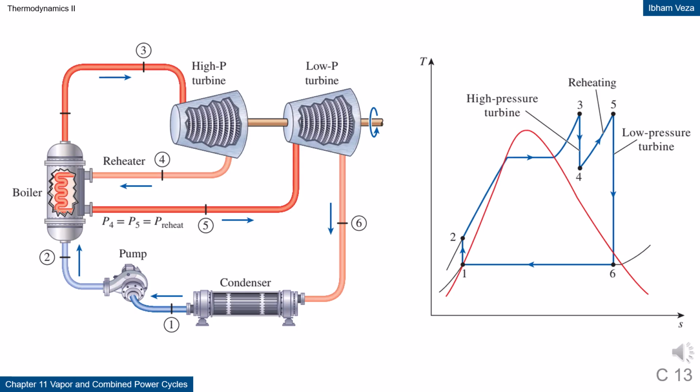Reheat Rankine cycle diagram. The diagram shows steam expansion in two stages, through a high-pressure and a low-pressure turbine. Between these stages, the steam is reheated in the boiler. This strategy increases the average temperature of heat addition and improves steam quality at the turbine exit. Moisture at the turbine outlet is significantly reduced. The final result is longer turbine life and better efficiency.